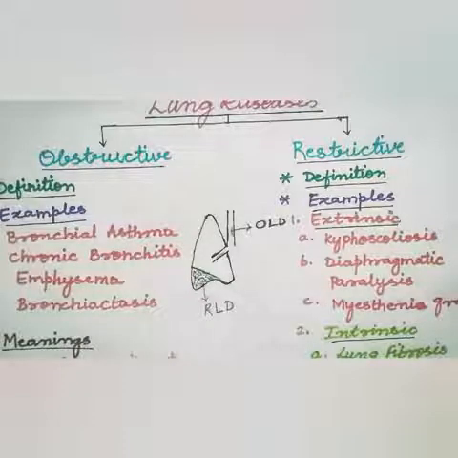Okay, now moving on to the definition of obstructive lung disease. Obstructive lung disease is a respiratory disease characterized by airway obstruction resulting in narrowing of airways, and the restrictive lung disease is a respiratory disease that restricts lung expansion resulting in a decrease in lung volume, increase in work of breathing, and inadequate ventilation.